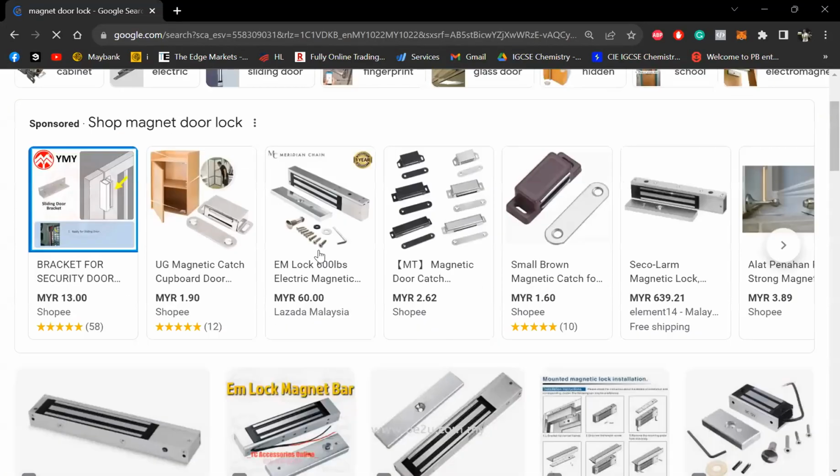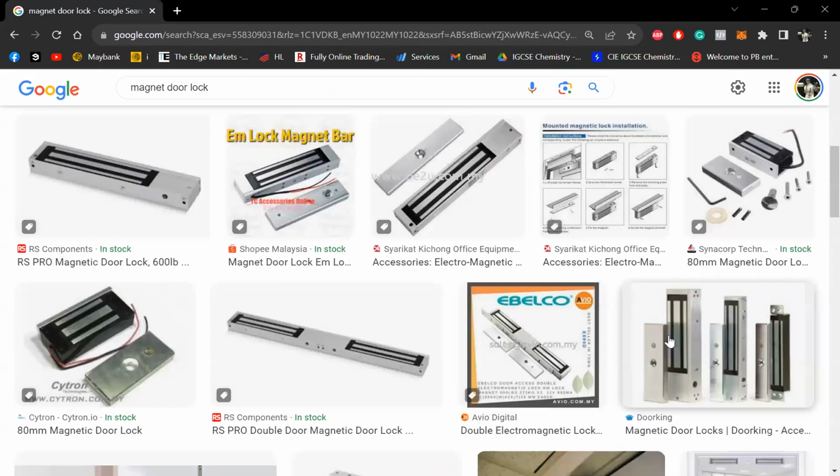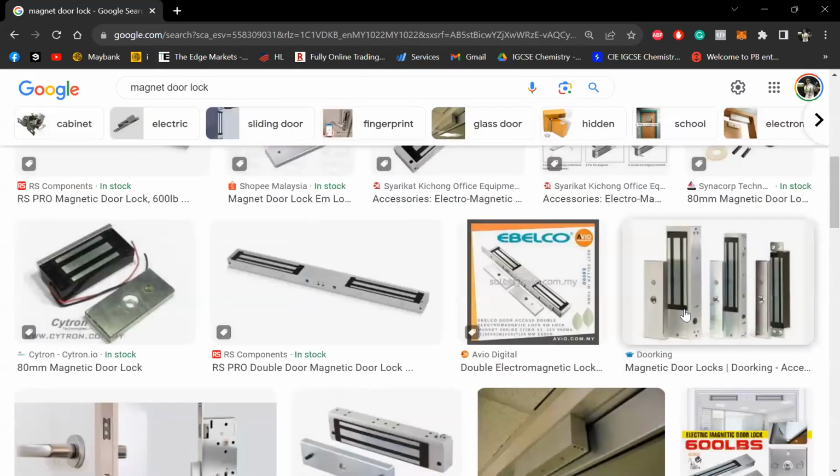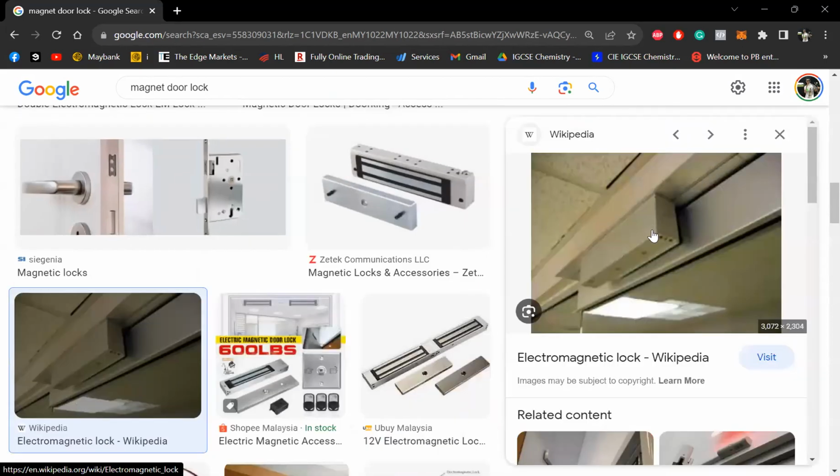This part here, like this thing which was supposed to lock our door. What happens is usually we'll flow some form of current onto this part here. As soon as we flow current onto this iron bar, this part of the iron bar becomes a magnet. And because it becomes a magnet, it attracts the other metal plate here, which holds the door in place.